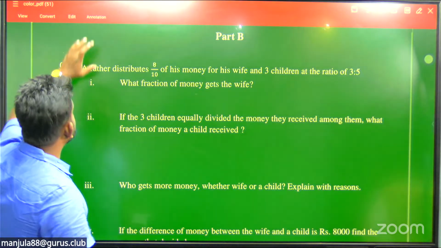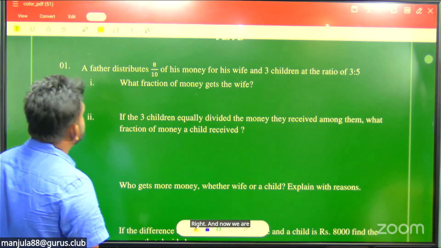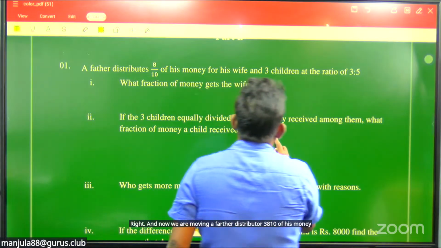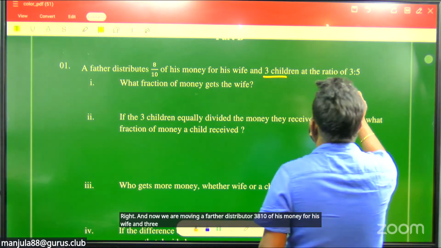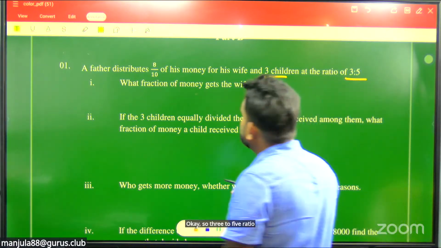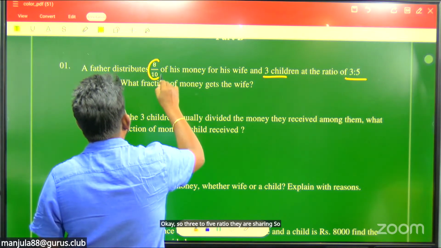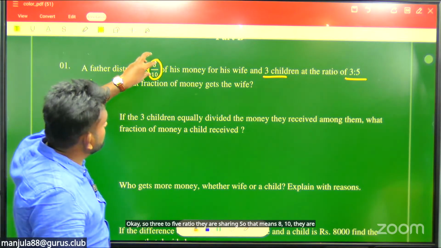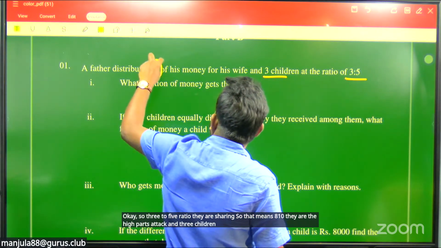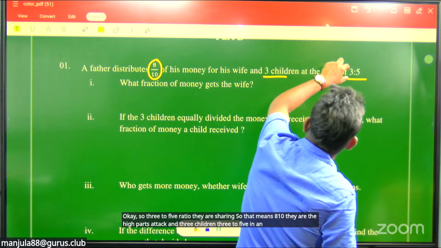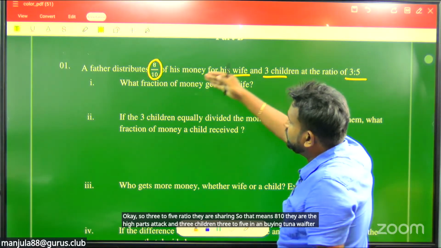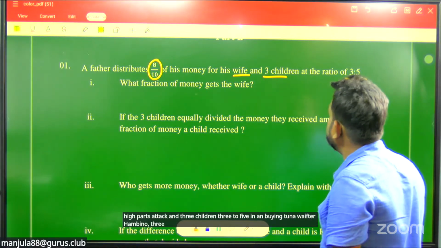Right. And now we are moving. The father distributed 8/10 of his money for his wife and 3 children at the ratio of 3 to 5. Okay. So 3 to 5 ratio they are sharing. So that means 8/10 they are sharing. දහයින් parts 8ක් තියෙනවා. ඒක බෙදලා දෙන්නේ wife and 3 children 3 to 5. එහෙනම් 10න් 8ය 10න් 3ක් මෙතෙන්ට හම්බ වෙනවා wife ට. ඉතුරු ටික 5/10 හම්බ වෙනවා 3 childrenට.